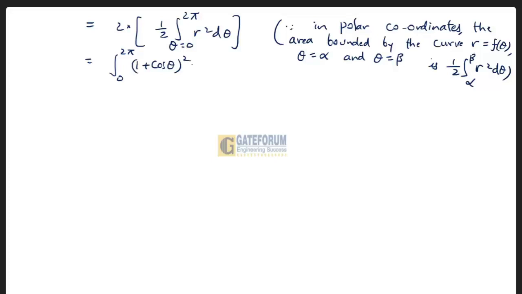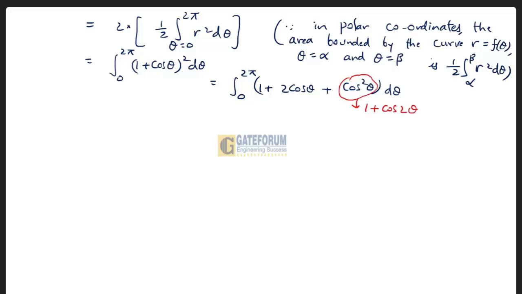d theta. So you know that 1 plus cos theta is 2 cos square theta by 2, using that relation, or directly expanding (a plus b) whole square: integral 0 to 2 pi of 1 plus 2 cos theta plus cos square theta, d theta. Again this cos square theta, we don't have direct integration. Using trigonometry, 1 plus cos 2a is 2 cos square a. So cos square a can be written as (1 plus cos 2a) by 2.